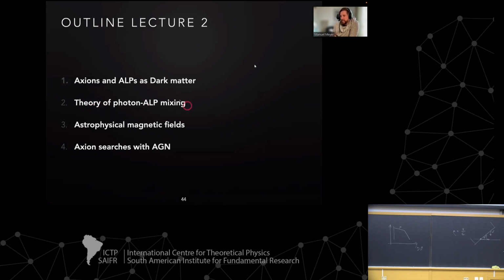And since this mixing of photon and axionic particles happens in astrophysical magnetic fields, we need to look at the relevant astrophysical magnetic fields. And Walter nicely touched upon some of the fields that are also relevant for us. And then in the end, we will look at axion searches using gamma ray observations of AGN.